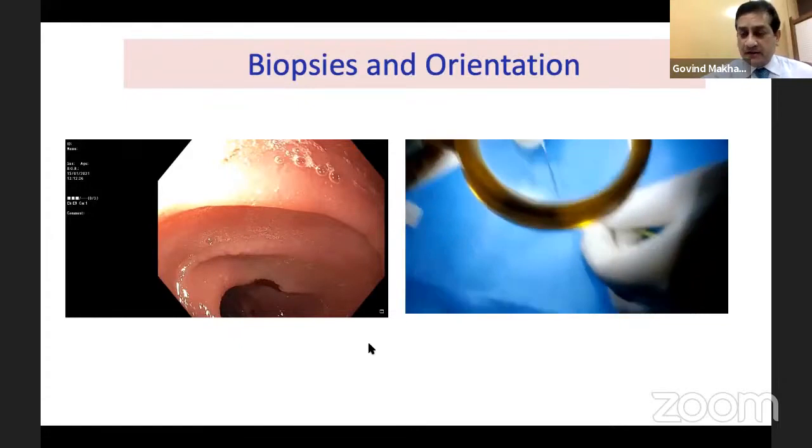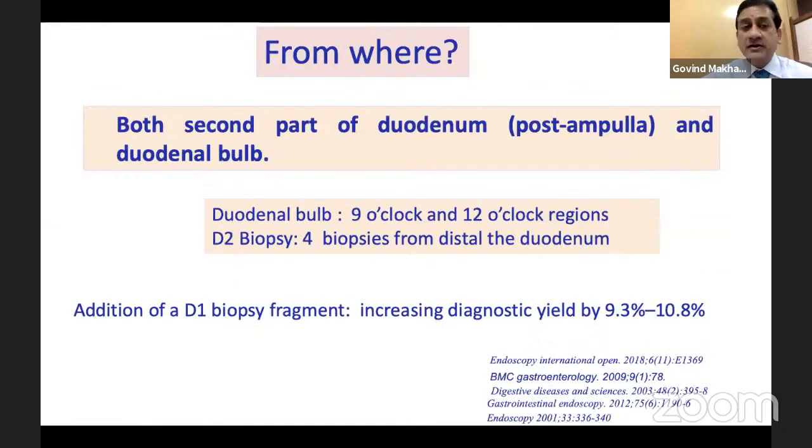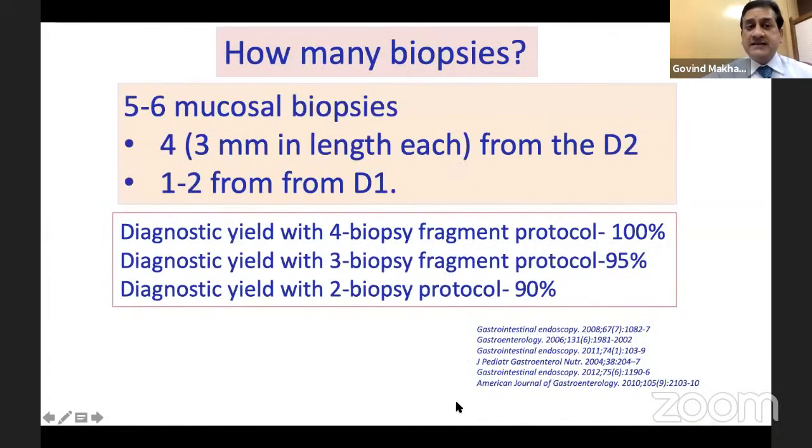Moving on. So how many biopsies? I'm talking about small intestinal disorders. Take biopsies both from the second part of the duodenum, post ampulla, and also from the duodenal bulb. If you take biopsies from the duodenal bulb, take them at the 9 o'clock and 12 o'clock positions, and the D2 biopsy should always be from post ampulla. Furthermore, as I said, you take 4 to 6 biopsies, and if you increase the number of biopsies, your yield increases.